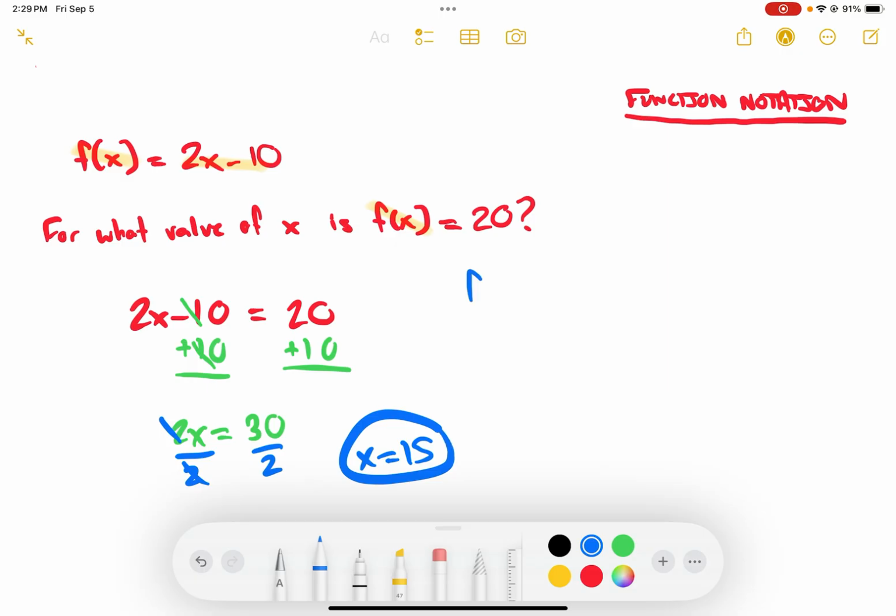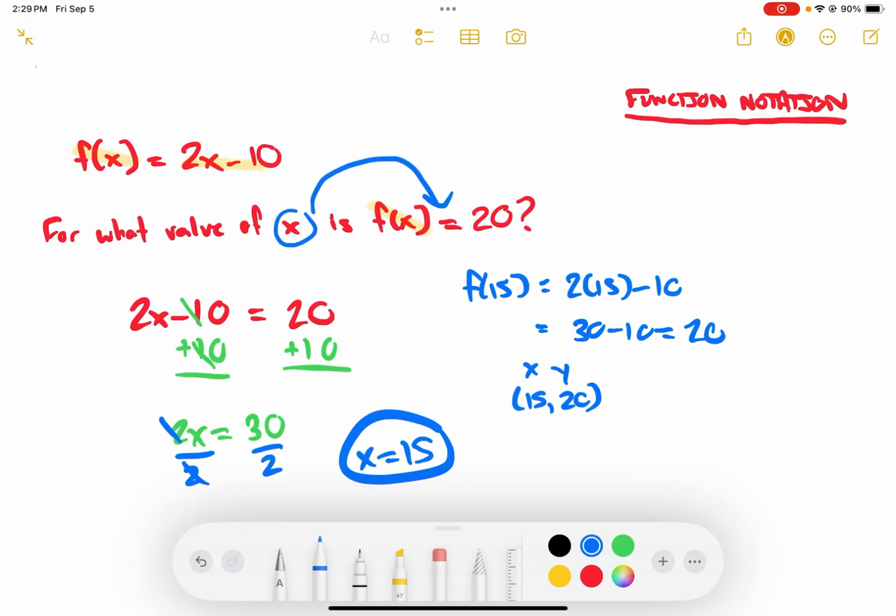And let's go back and look at this. The answer is 15 because for f of 15, I plug in 15 for x. So 2 times 15 minus 10, that's 30 minus 10, that is 20. So when I plugged in 15, I got 20 as an output. So that's the value of x that will allow this to happen.